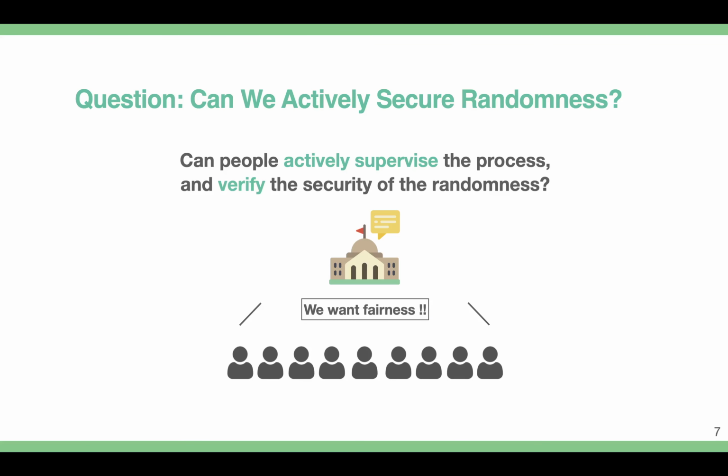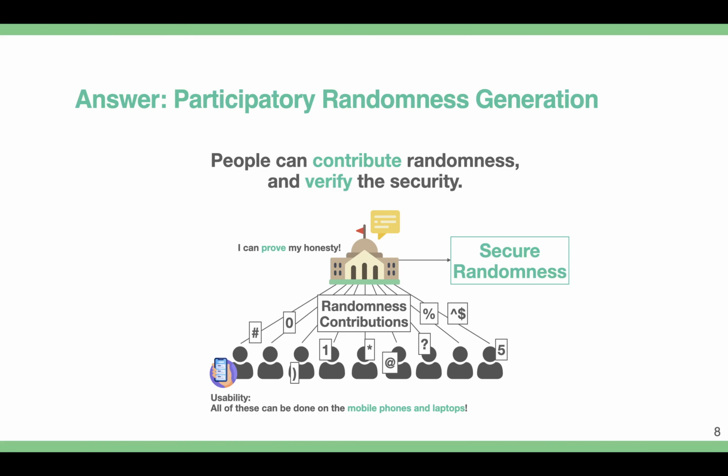So, here's a question. If an enterprise or government holds a randomness generation event, can people actively supervise the event holder and also have an effective way to verify the result is truly secure? Accordingly, if there is a participatory randomness generation protocol which allows people to actively contribute their randomness and verify the final results, the participants can truly ensure the result is random, and the event organizer can also prove their honesty. In addition, if all the instructions on the client side can perform efficiently on commodity devices, it will further achieve greater usability and more people can join such a protocol.